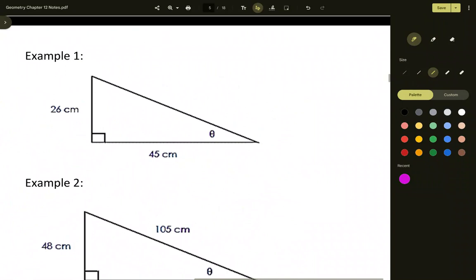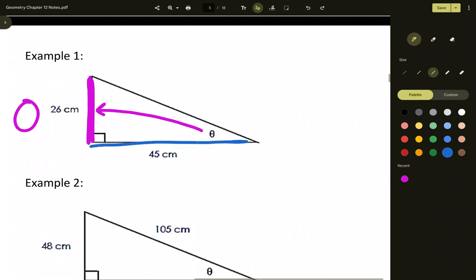All right, example 1 here. I can see that I've got this side length, which from the given angle, which is now listed as theta, I can see that that side is the opposite side. And then we also have this side length, and that length is between the theta angle and the 90 degrees, so that would be adjacent.